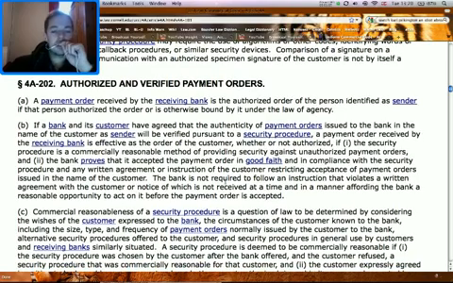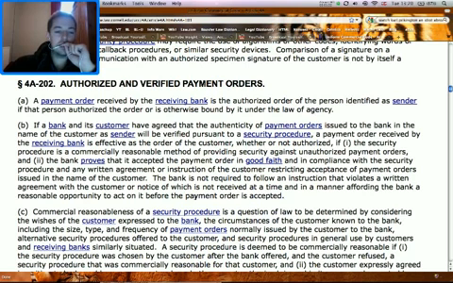If a bank and its customer have agreed that the authenticity of payment orders issued to a bank in the name of the customer as sender will be verified pursuant to a security procedure, a payment order received by the receiving bank is effective as the order of the customer, whether or not authorized, if 1.